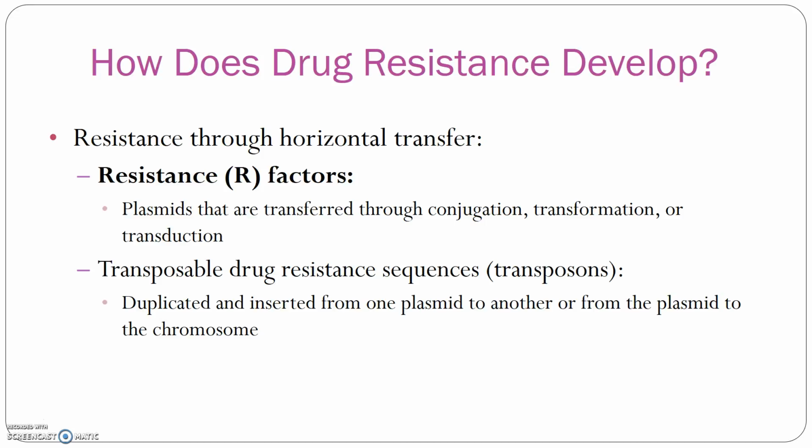As well, there are what are known as transposons. This is where a duplicated and inserted sequence goes from one plasmid to another, and then it goes actually onto the chromosome as well. So instead of just transferring plasmids, with the transposons, the plasmid gene sequence gets inserted into the chromosome.